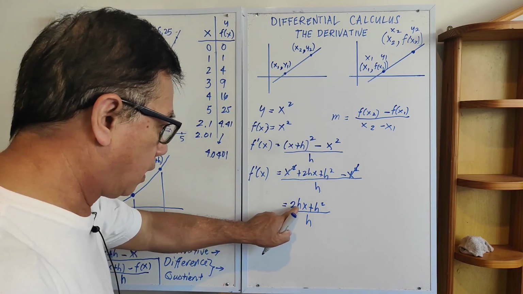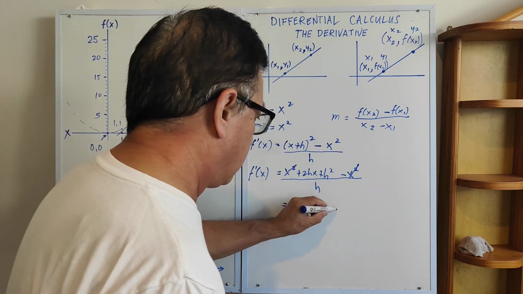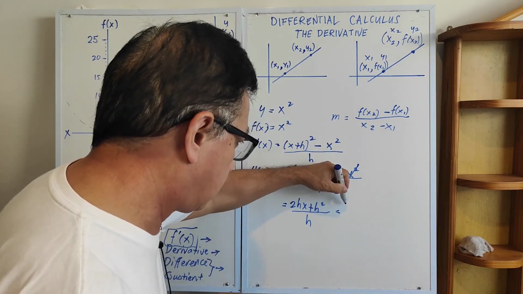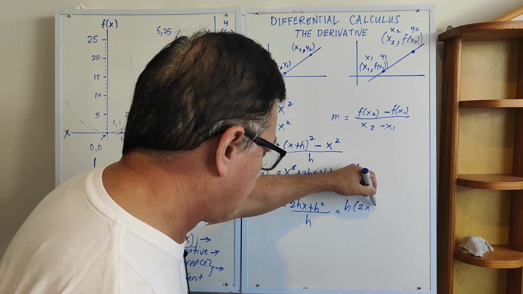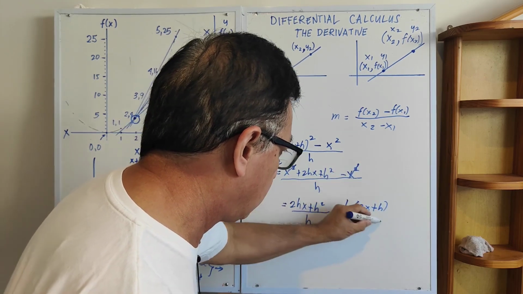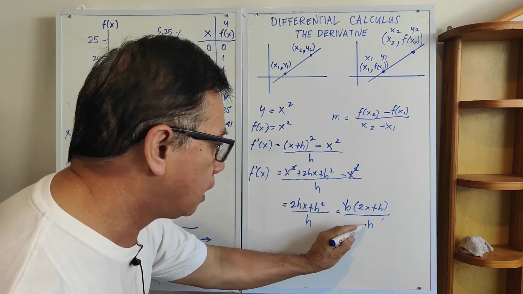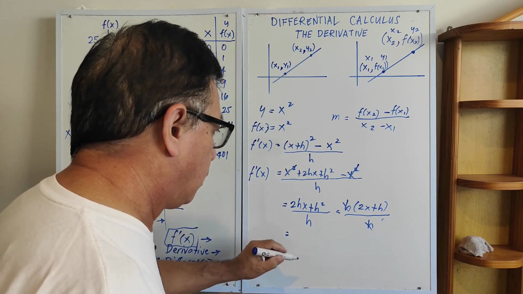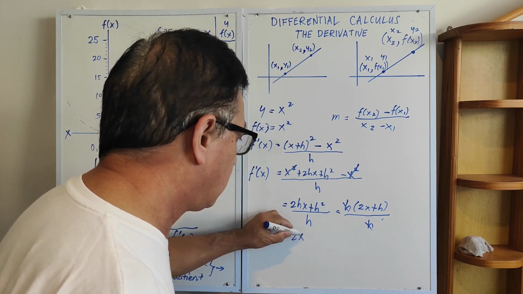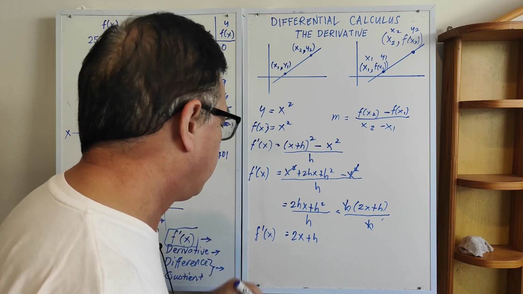Now, this one and this one, they both have an h. So we can factor out the h. What you have left is 2x plus h over h. Now we can cancel out h and h. So what you have left is 2x plus h. So this is your f prime of x.